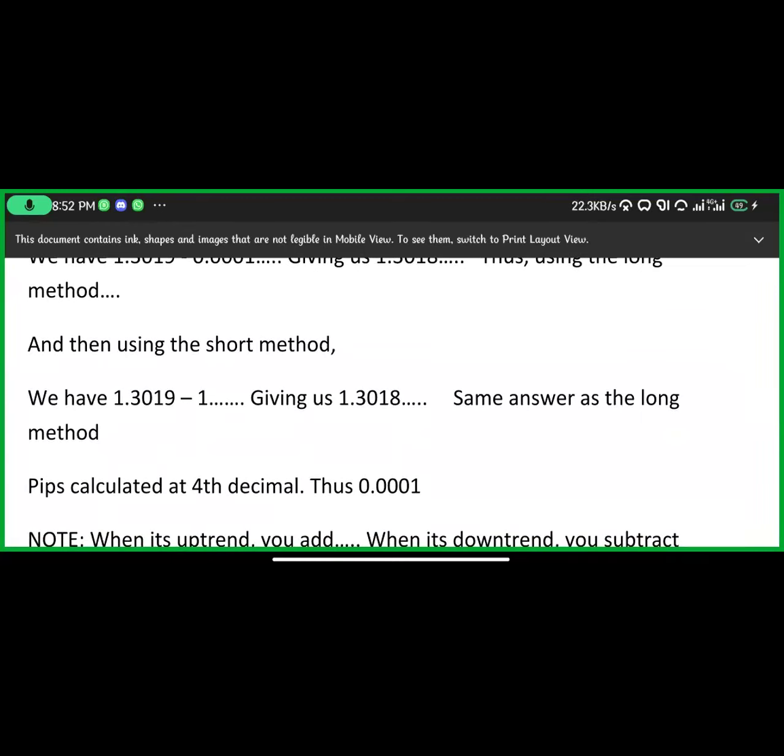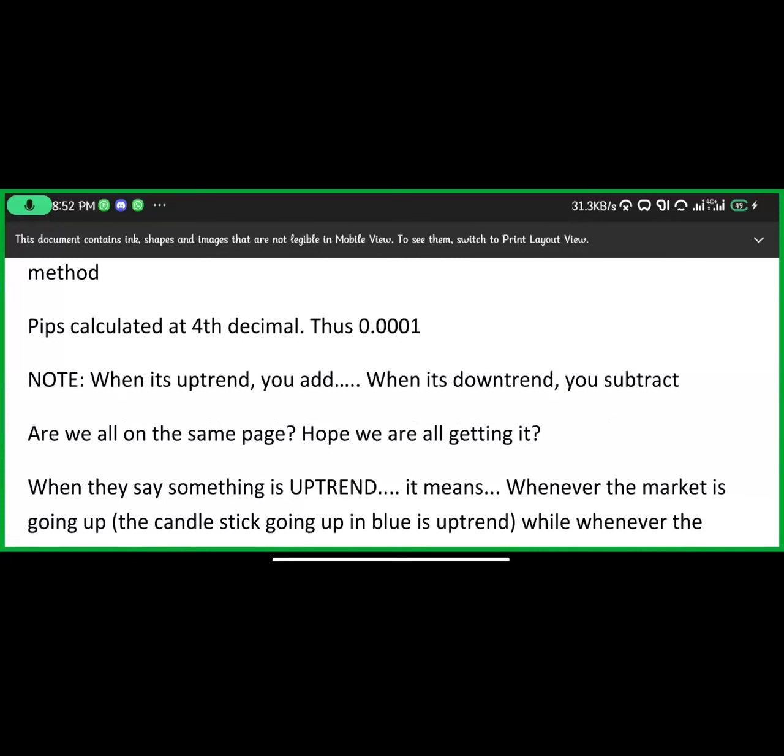So calculating pips started from here, from the 4th decimal. Thus, we have what? 0.0001. Note, when it's uptrend, you add. But when it is downtrend, you do what? You subtract. So are we all on the same page now? Are you getting the concept?